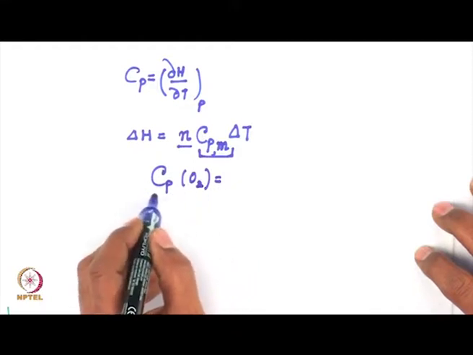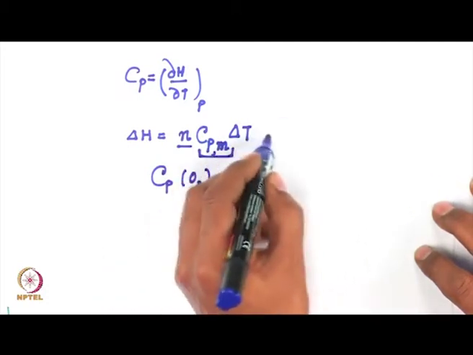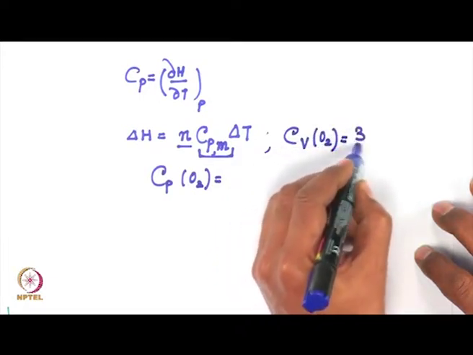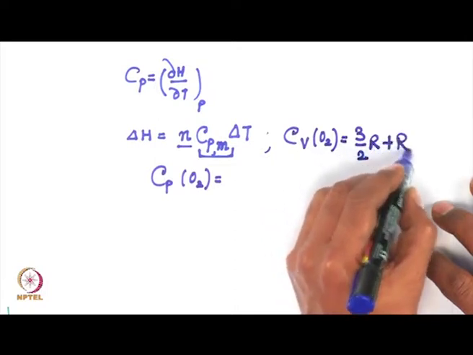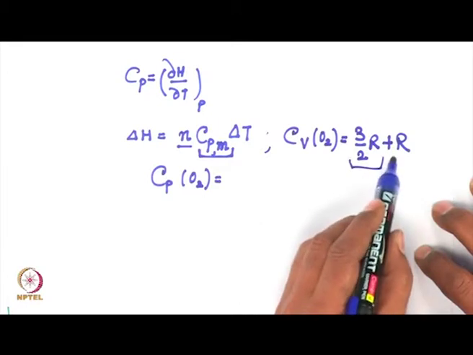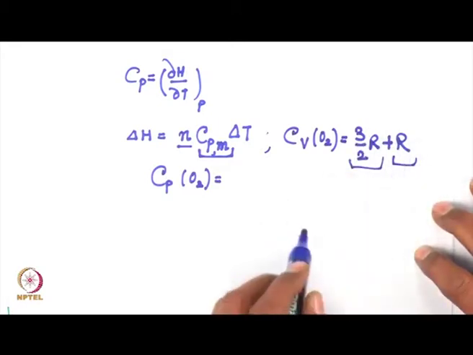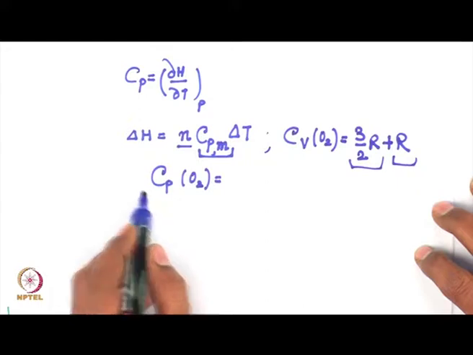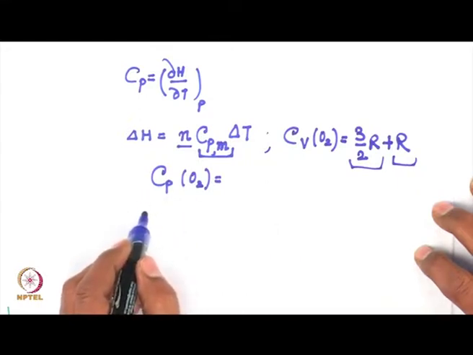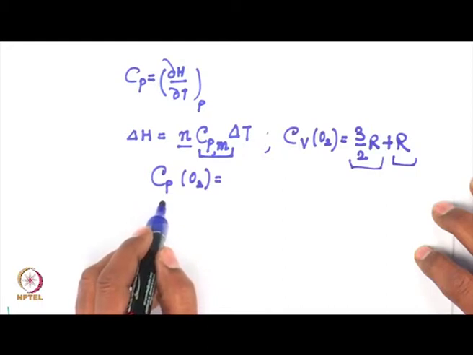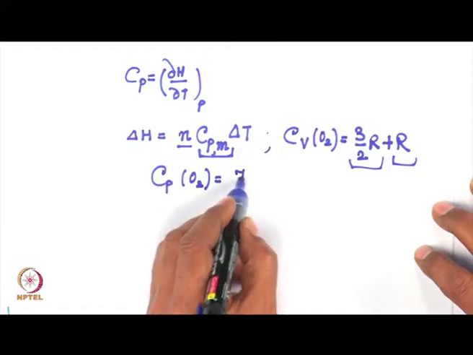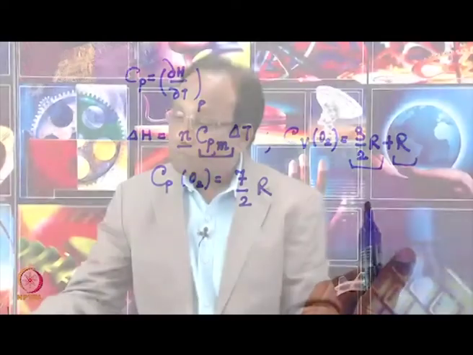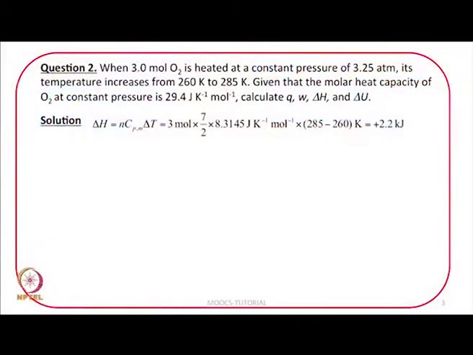So, Cv for oxygen gas will be 3 by 2 R plus R. This is due to translational degree of freedom, this is due to rotational degree of freedom, which is 5 by 2 R. And if you add another R to this, because Cp minus Cv is equal to R, or if I take the difference in molar heat capacities, Cpm minus Cvm is equal to R. So, Cp is going to be 7 by 2 R, 5 by 2 R plus R is equal to 7 by 2 R. So, I use this information to calculate delta H. Let us take a look at the slide.